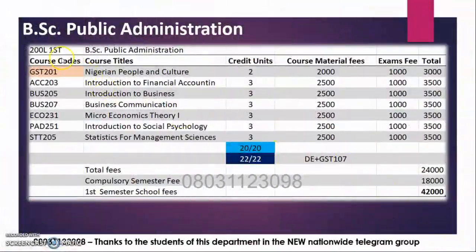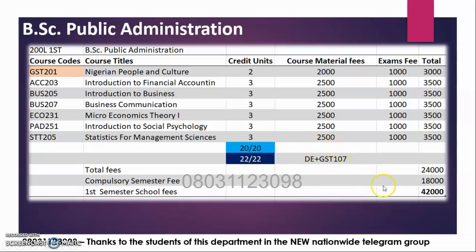And here you have 200 level first semester. You do not register GST 2 or 3 because GST 2 or 3 is for science related programs. So you register only 201. So all of them are required. Direct entry students will have to go to 100 level and pick GST 107. Add it to this one, making it 22 units. That's all.